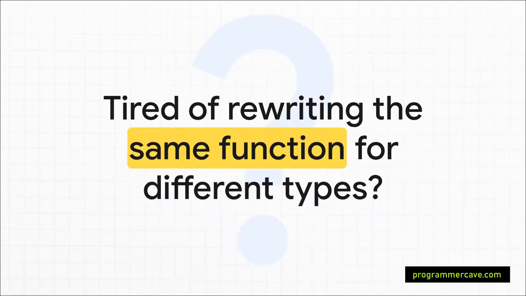So let me ask you something. Have you ever found yourself writing a function that works perfectly for integers, and then you have to copy, paste, and change it just to work for floats, and then maybe do it all over again for strings? Yeah, it's a total pain, right? Well, that exact headache is the problem generics were born to solve.